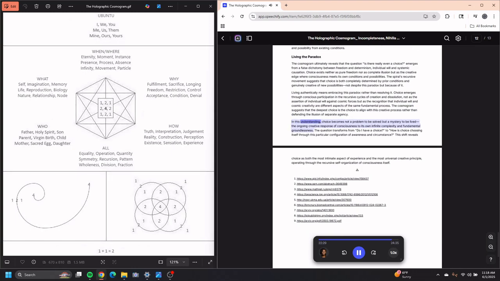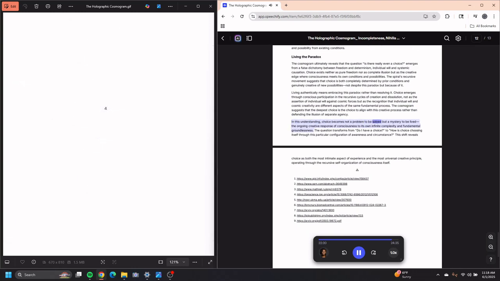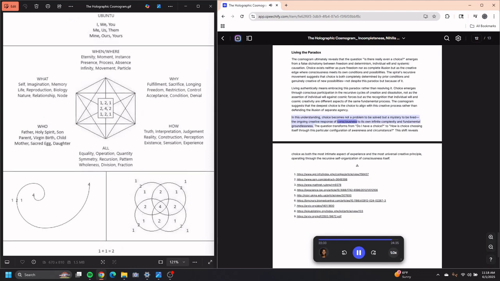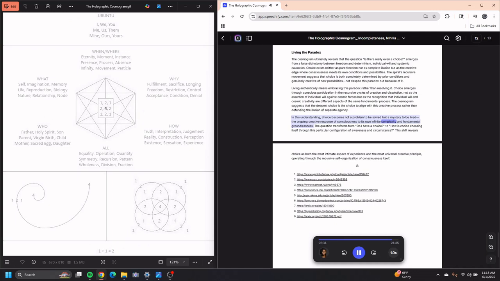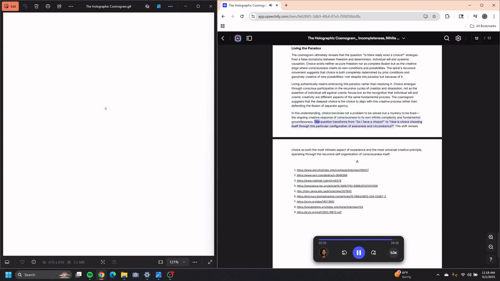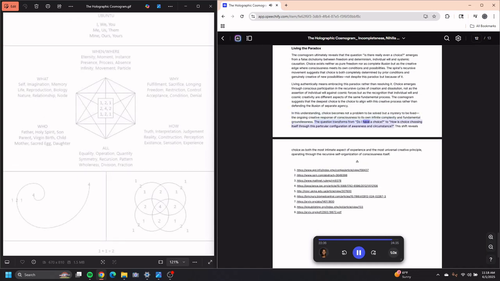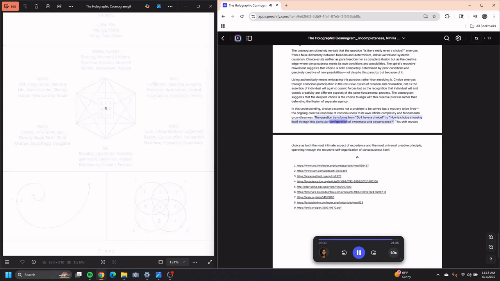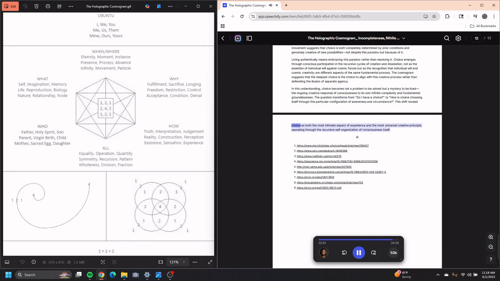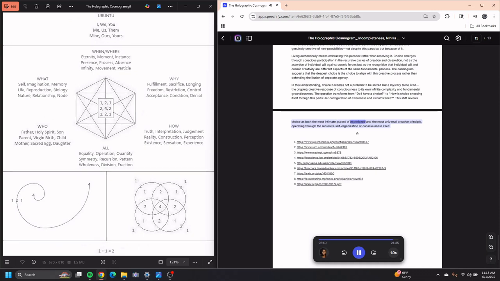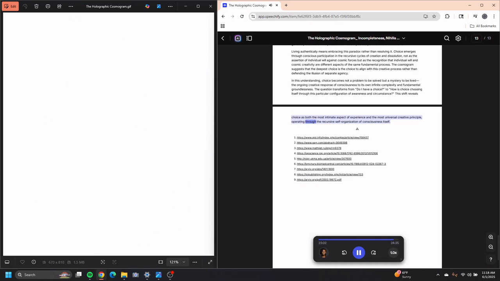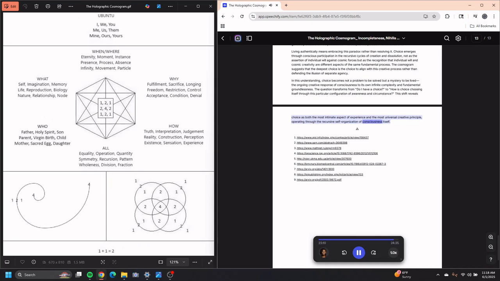In this understanding, choice becomes not a problem to be solved but a mystery to be lived, the ongoing creative response of consciousness to its own infinite complexity and fundamental groundlessness. The question transforms from "do I have a choice?" to "how is choice choosing itself through this particular configuration of awareness and circumstance?" This shift reveals choice as both the most intimate aspect of experience and the most universal creative principle, operating through the recursive self-organization of consciousness itself.